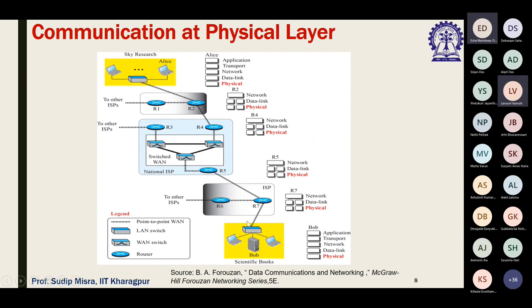These are the LAN switches, this one and this one, and these ones are the WAN switches. The R1, R2, R3, and so on, all of these R's are routers. I already told you in the last class, yesterday, that there is a concept of switch and a concept of router, and they function in different ways. They are not the same thing, and they function in different layers. Let us try to understand how communication takes place between Alice and Bob.